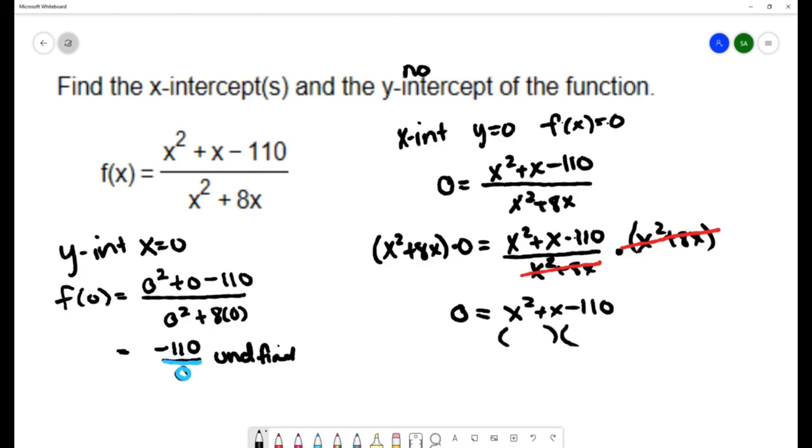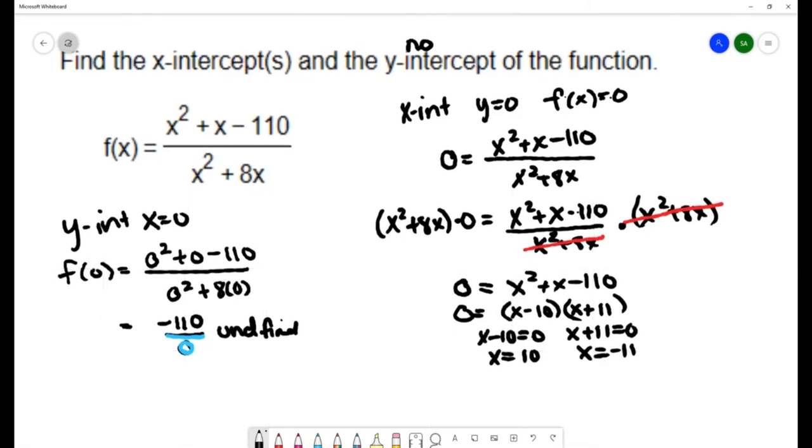I'm going to factor, and that gives me x times x is x squared. And 110 is 10 times 11, and I need a plus on the 11 and a minus on the 10 to factor that correctly. And once we have it factored, we'll set each factor equal to 0 using that zero product property. And we get x equals 10 and x equals negative 11 when we solve those equations.